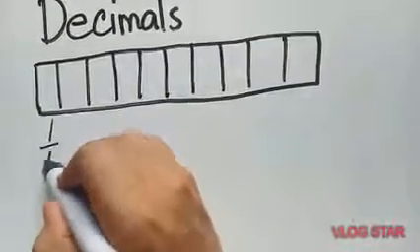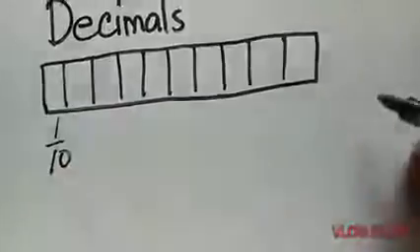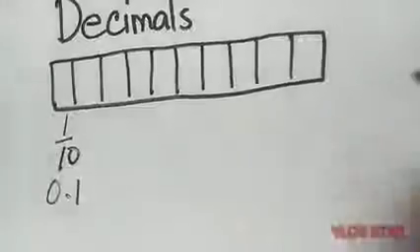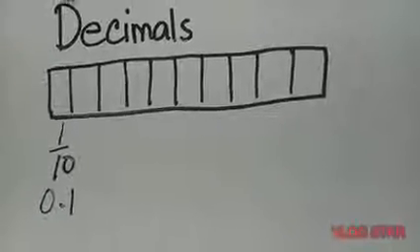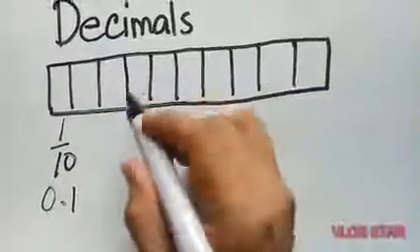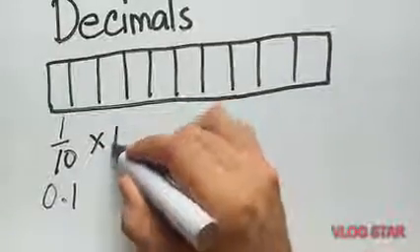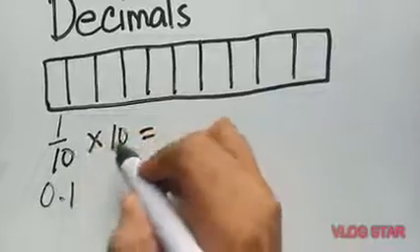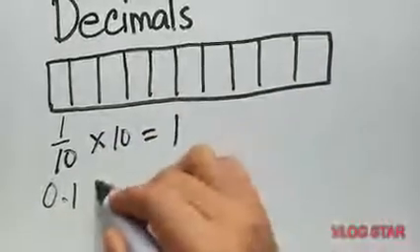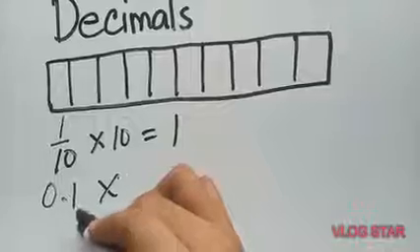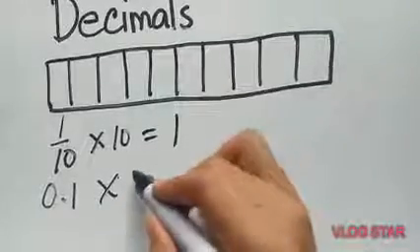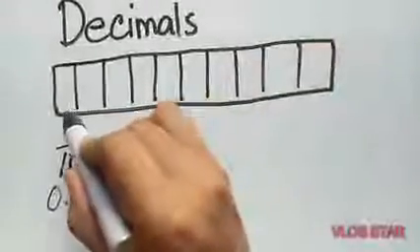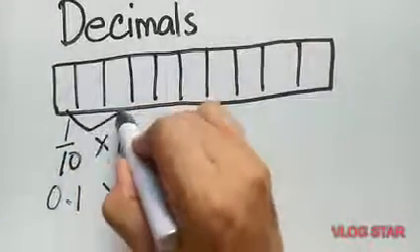So this is 1/10, or we can write this as 0.1 or 1/10. If you multiply this by 10, since the whole is 1, then 0.1 or 1/10 times 10 is equal to 1. But what if we get 3 parts?